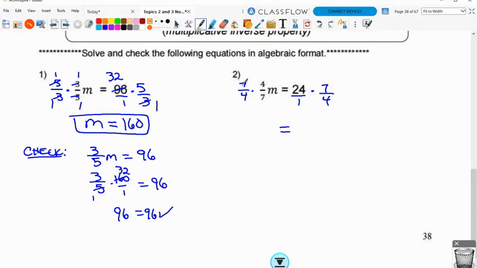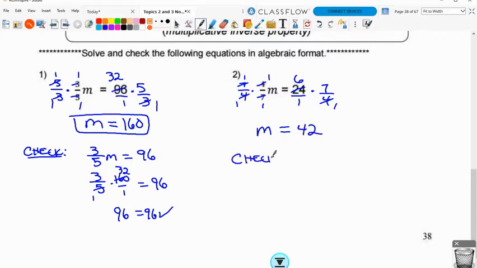On the left, the 7s simplify to 1s, and the 4s simplify to 1s. 1 over 1 times 1 over 1m is just our 1m. On the right-hand side, 24 and 4 have a common factor of 4. 4 goes into 4 once and into 24 6 times. So it's 6 over 1 times 7 over 1, which is 42.